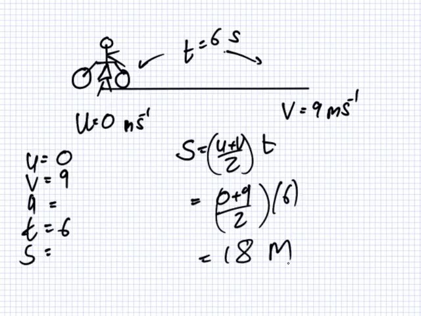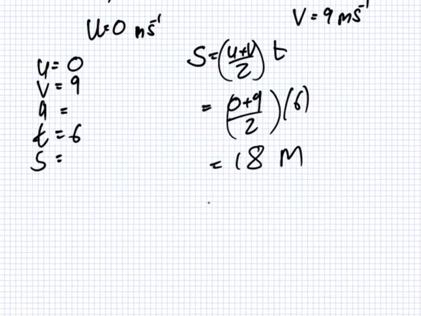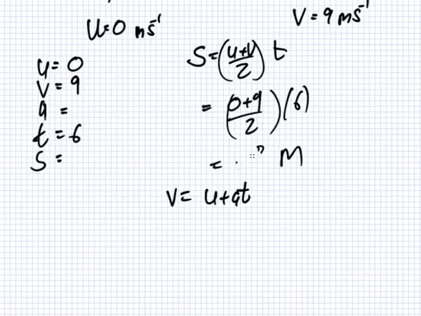meters. And then the second part, what do I want? The acceleration. What formula could I use for that? V equals U plus AT. What's wrong? 27, not 18. I agree with you. 27 is right. It's been a long day.